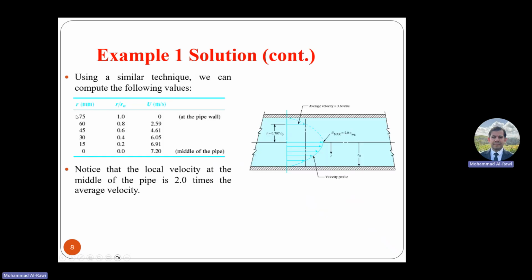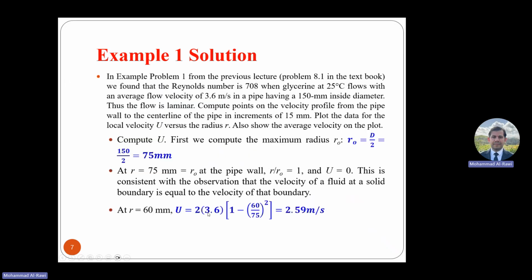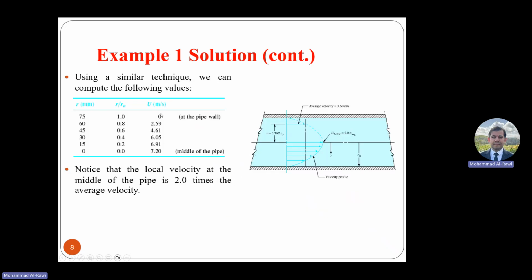But to find that, if we go from 0 radius to 75, the full radius, you find the ratio between r and R naught. What's R naught? It's 75. So 75 divided by 75 is 1. 60 divided by 75 is 0.8. 45 divided by 75 is 0.6. And 0 divided by any number is 0. And then based on that, you calculate u based on the equation we just defined here, 2 times the velocity and that ratio. You will get the velocity at the wall.